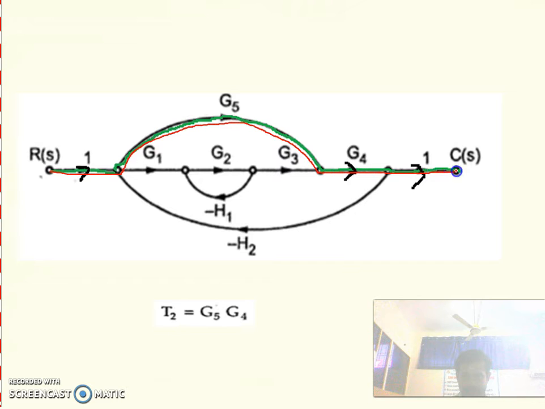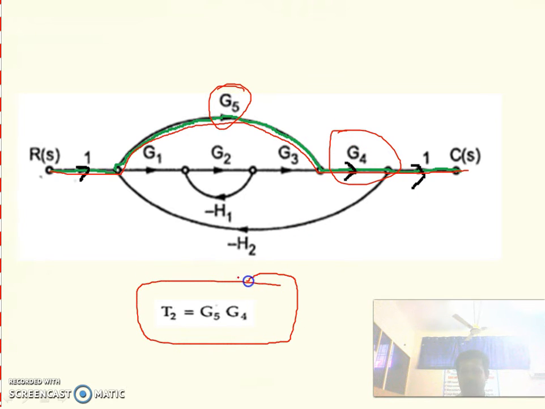This is the next forward path. Forward path means from the input node we have to reach the output node, but the signal flow graph should not pass through a node more than once. So what is the forward path gain of forward path 2? G5 into G4. This is the forward path gain of forward path 2.